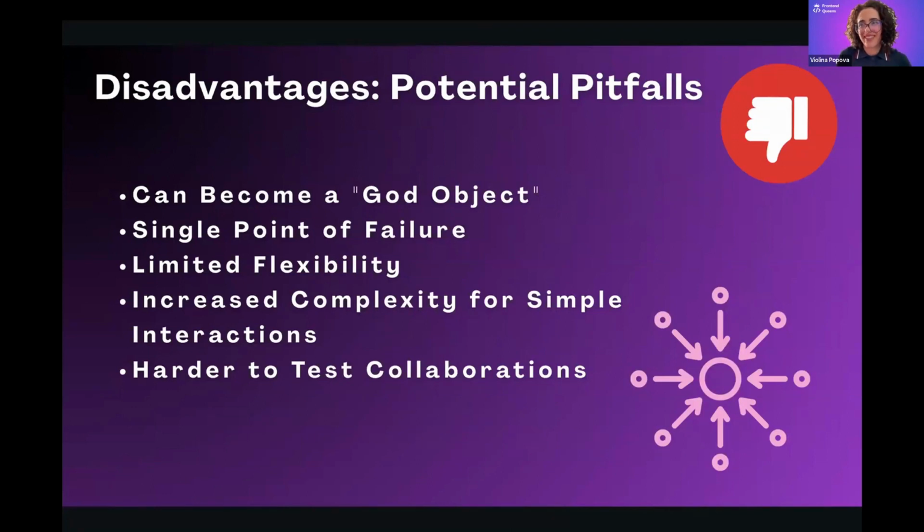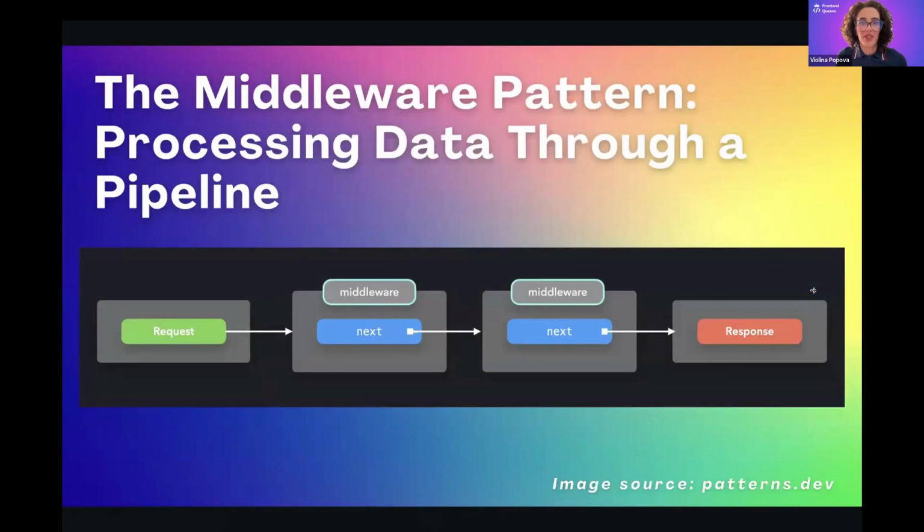It's about finding the balance. And now let's look at our third and final pattern for today, one that helps us process data or requests through a series of steps, adding functionality at each stage. And this is the middleware pattern. You might have heard of it in the context of backend frameworks like Node.js, Express, but it's incredibly useful in the frontend too, especially with state management libraries or custom data flows.